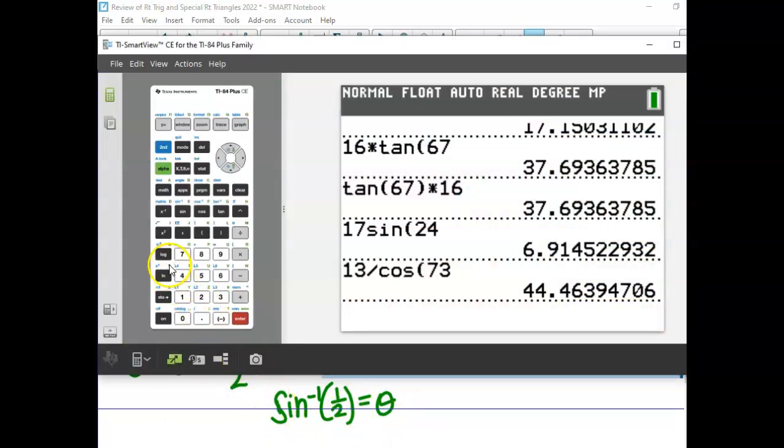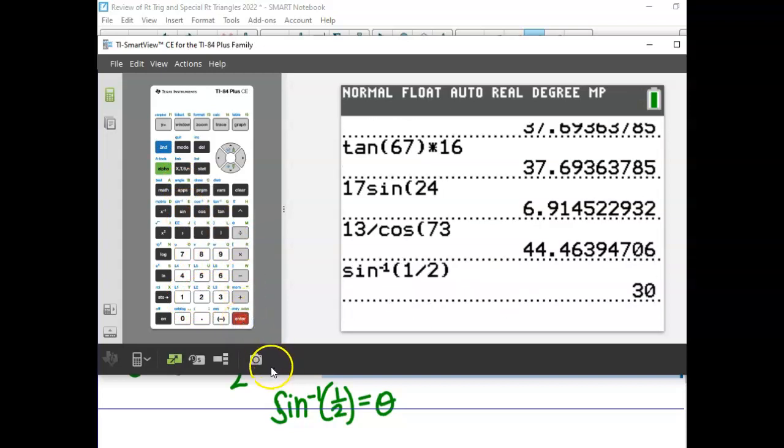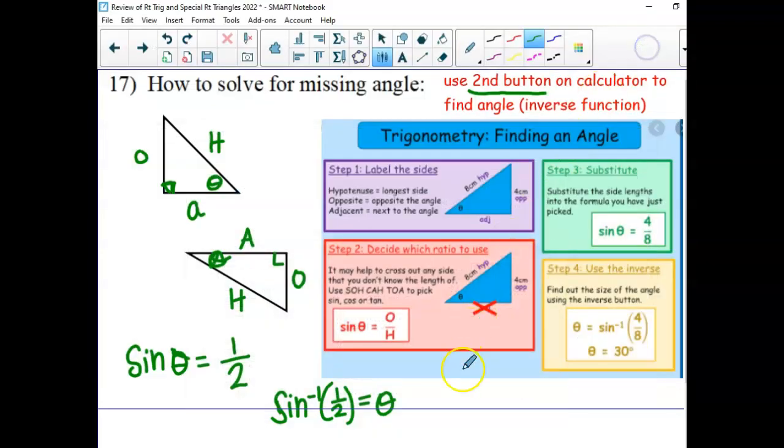This is one that we should know eventually by heart, but oops, I forgot second. Second sine of 1/2, or 1 divided by 2, should be 30 degrees, okay? Exactly. Now, most of the time, they're not going to come out exact. That happens to be a special right triangle. All right, ready to try this?